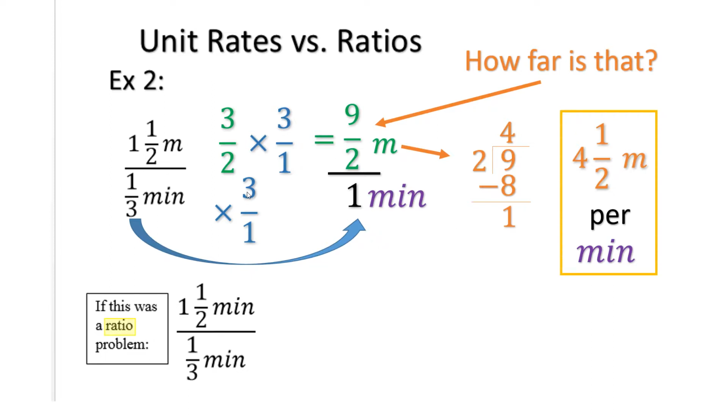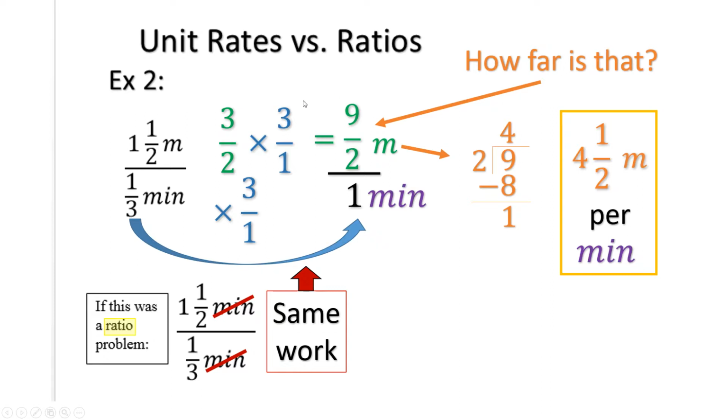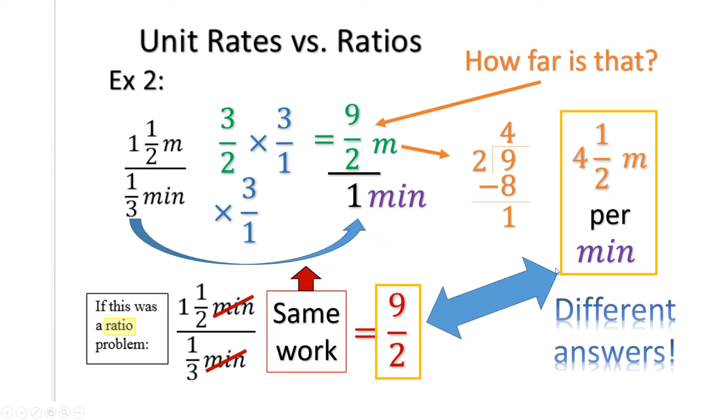And then if this was a ratio problem, you're noticing we're comparing minutes to minutes in this case. This could be the amount of minutes it takes to, I don't know, it could be anything. I'm having a brain lapse on what these could mean, but it's a comparison of two things. So we've got the units canceling out because they're the same. All of this work will be the same, just won't have any units. And the final answer is going to be a ratio, so a comparison of two values. So 9/2. Once again, very different answers in the sense of this one is a comparison of two numbers versus this one is 4.5 meters per minute.